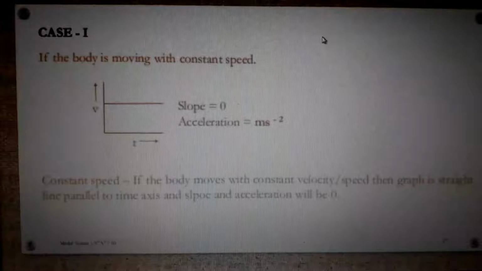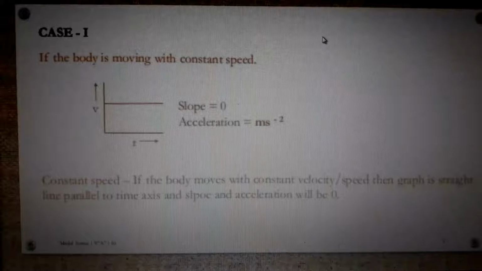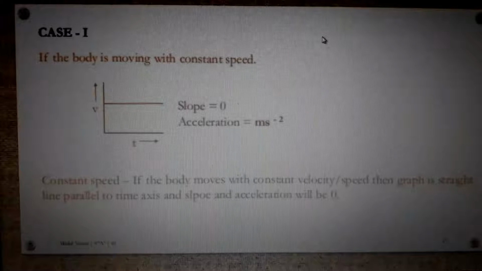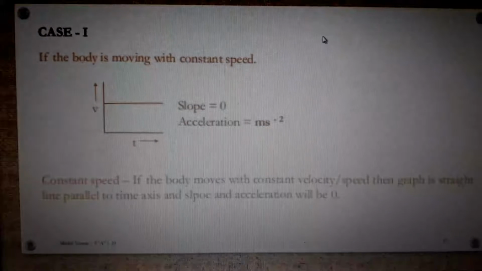See, constant speed. If the body moves with a constant speed, then the graph of velocity or speed is a straight line parallel to the time axis, and the slope, the acceleration, will be 0. Whenever the slope is 0, we can say that acceleration is also 0. Okay. It's a simple thing. Don't get confused by seeing this graph. When a body is moving with constant speed, there is no acceleration. Understood? So if we find the value of acceleration here, we will get 0.